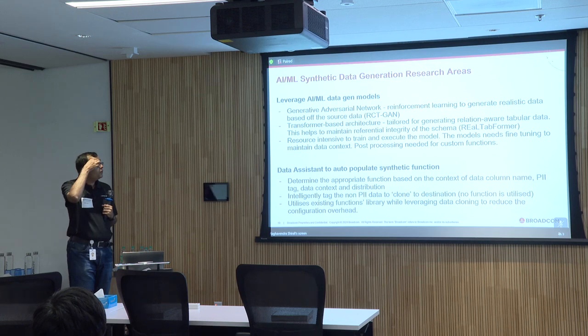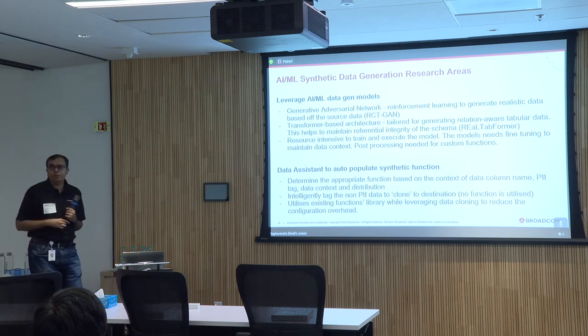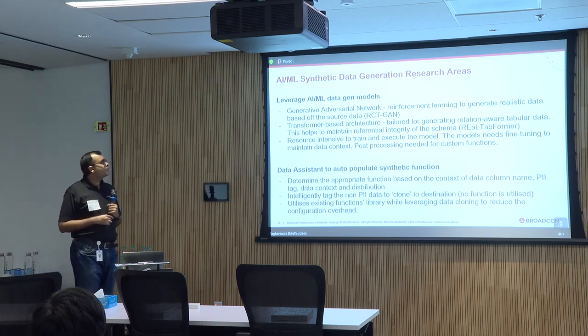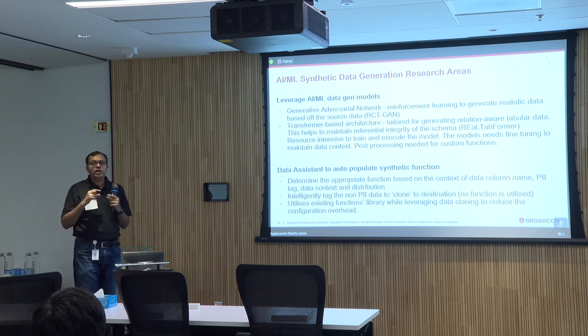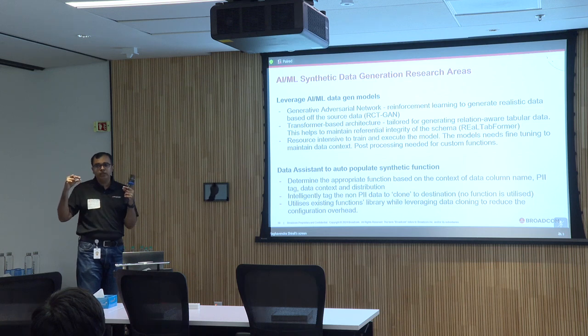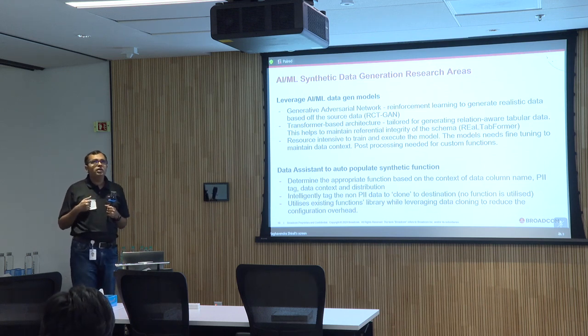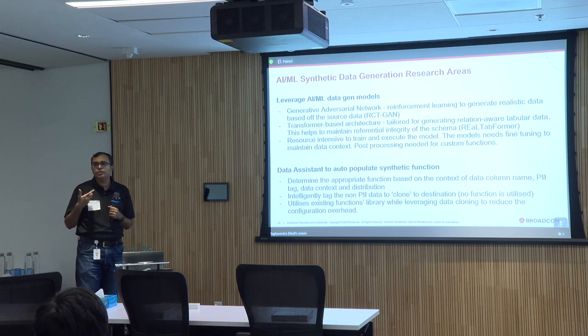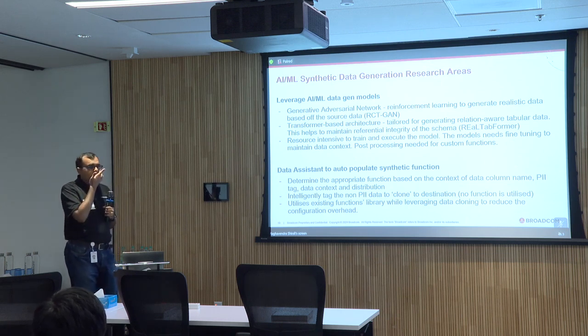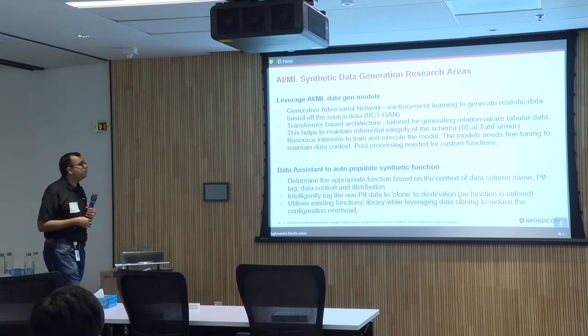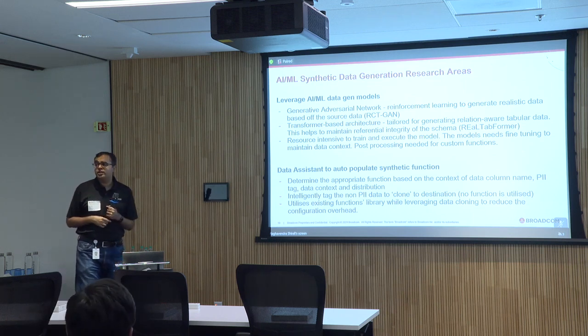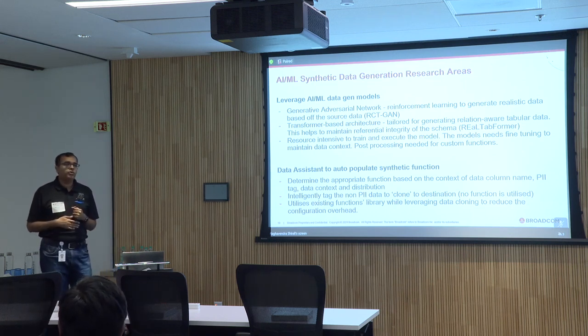The other approach, which is very interesting for us, is the transformer based architecture, because this allows you to capture relationships not only between columns in a row, but also between rows and also between tables. So it can provide you not only referentially intact data, but the context of the data is not very much changed. However, some of the cons around this approach is it's very resource intensive. It requires GPUs to train.